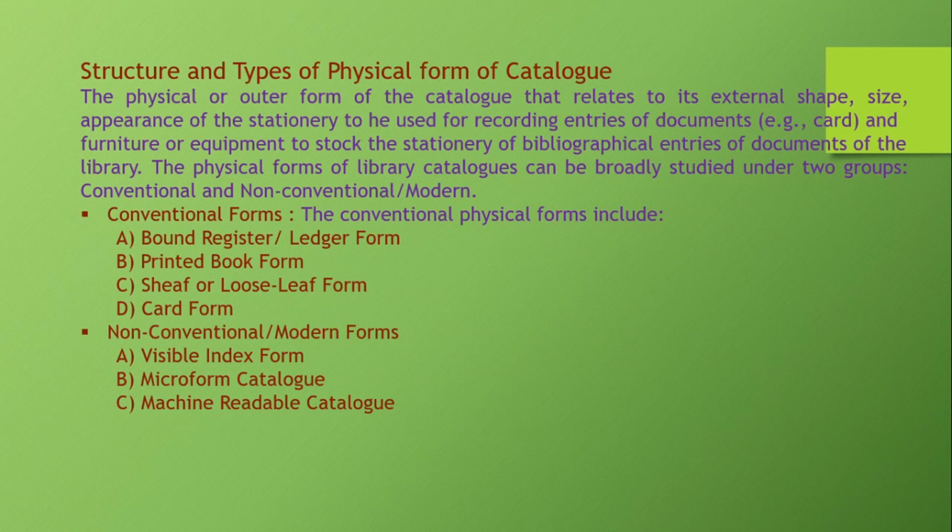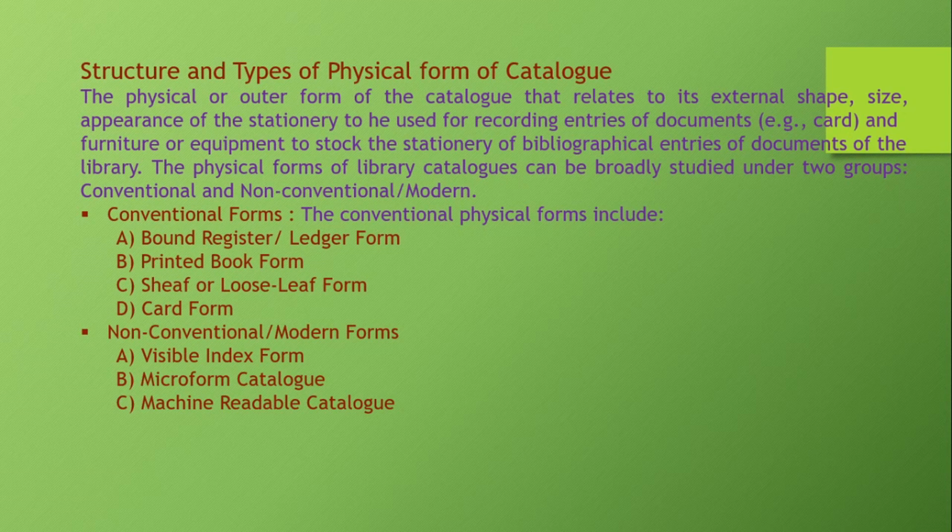The structure and types of physical form of catalog. The physical or outer form of the catalog relates to its external shape, size, appearance of the stationery used for recording entries of document, that is card, and furniture or equipment to stock the stationery of bibliographical entries of document of the library. The physical forms of library catalog can be broadly studied under two groups, conventional and non-conventional or modern form.